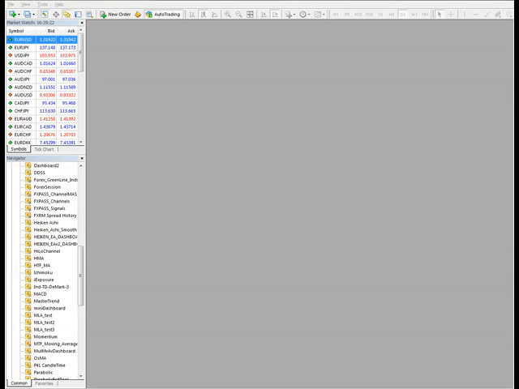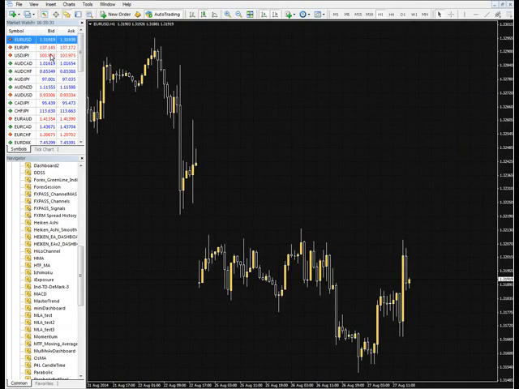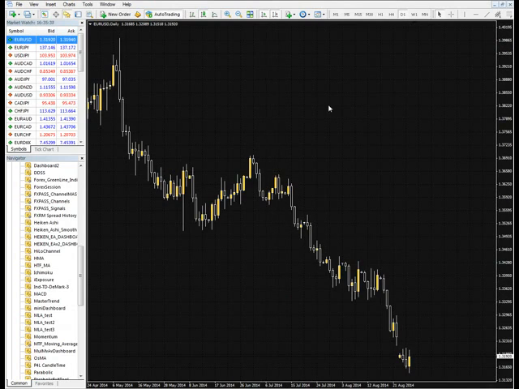Once you've installed the software, open up your MetaTrader platform. I have a demo platform open here, and I'm going to open a chart on EURUSD. The chart opens on the 1 hour time frame, so I'm going to switch the time frame to daily. This system is designed to run on the daily time frame.